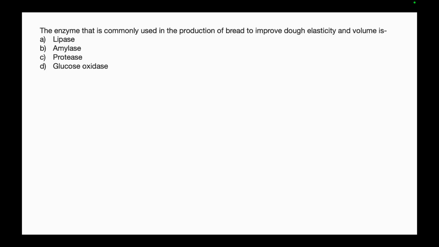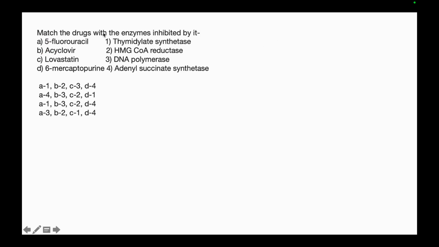The enzyme that is commonly used in the production of bread to improve the dough elasticity and volume is, so for bread we use amylase enzyme, as I mentioned in the previous question. It will improve the dough elasticity and volume. So amylase will basically break down starch to glucose, and it will improve the dough elasticity and volume.